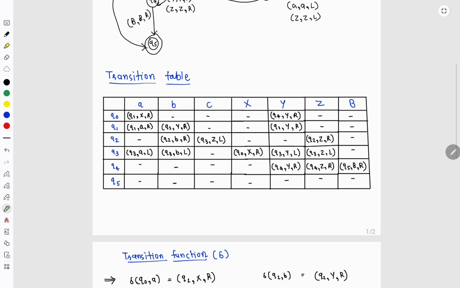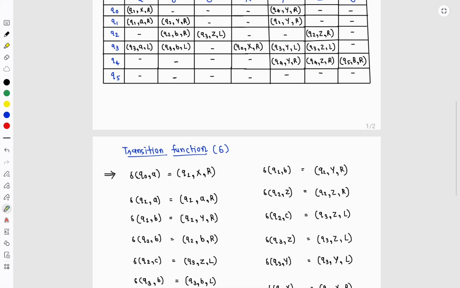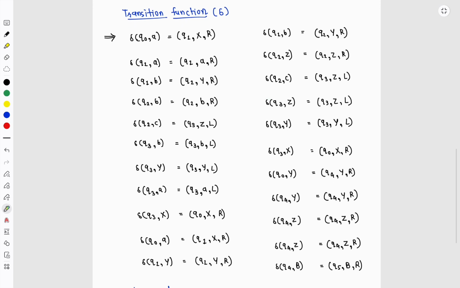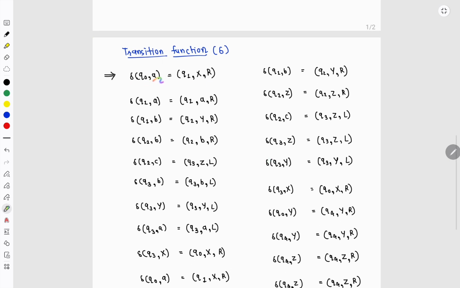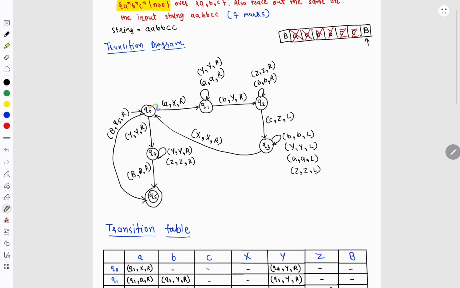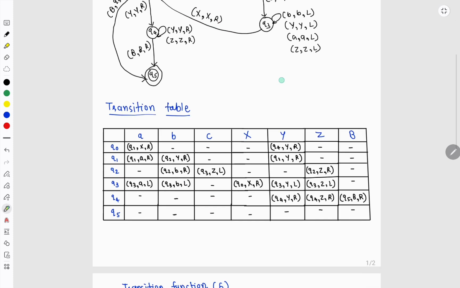Now, based on this transition table and transition diagram, we need to write the transition functions also. Here, what this means is, if we give Q0 state A, we will reach the Q1 state and convert this first A into capital X and move towards the right. Same for the Q1 state. If we give Q1 state A, we will reach the Q1 state itself, keep A as it is and move towards the right hand side.